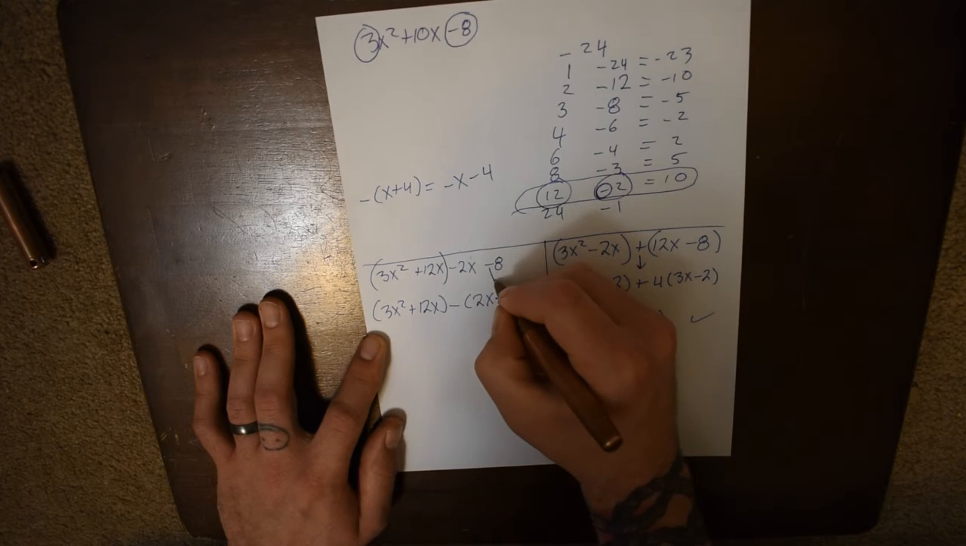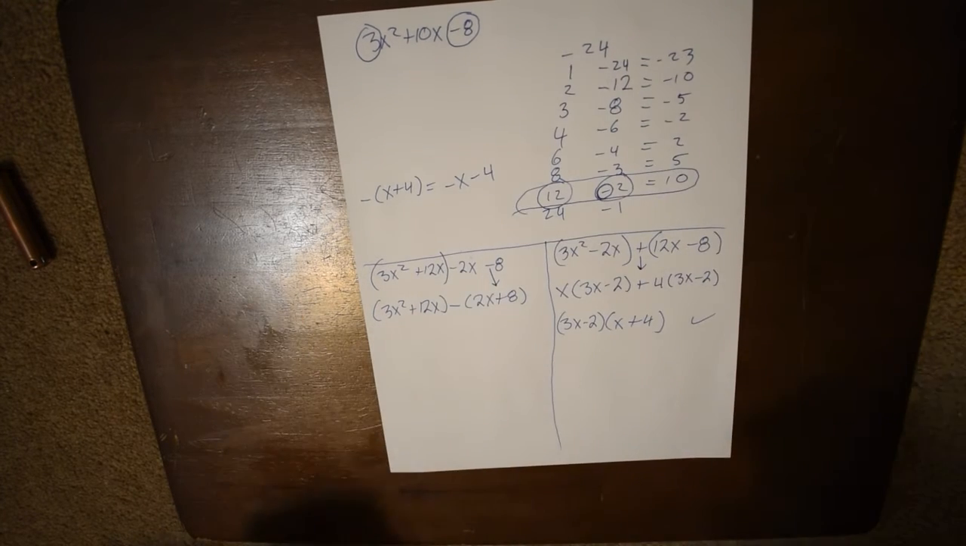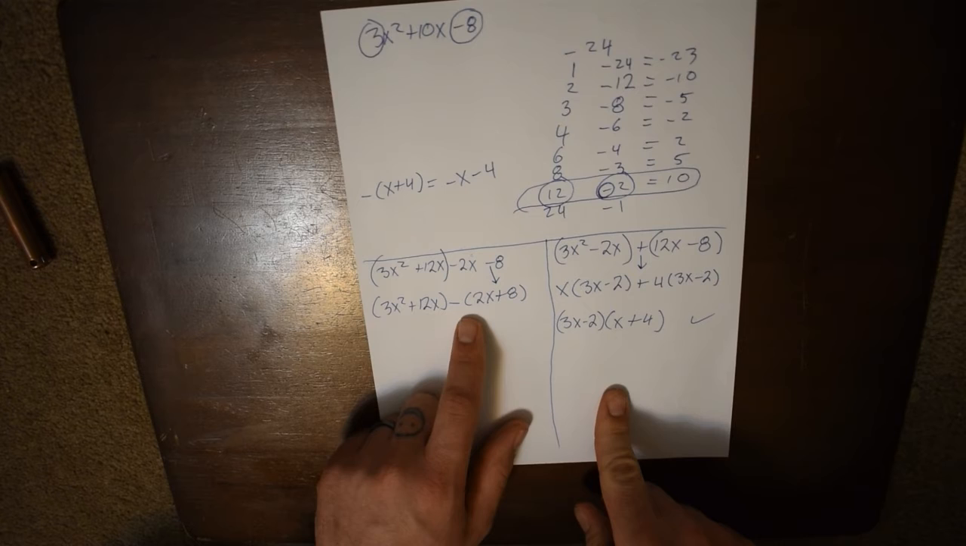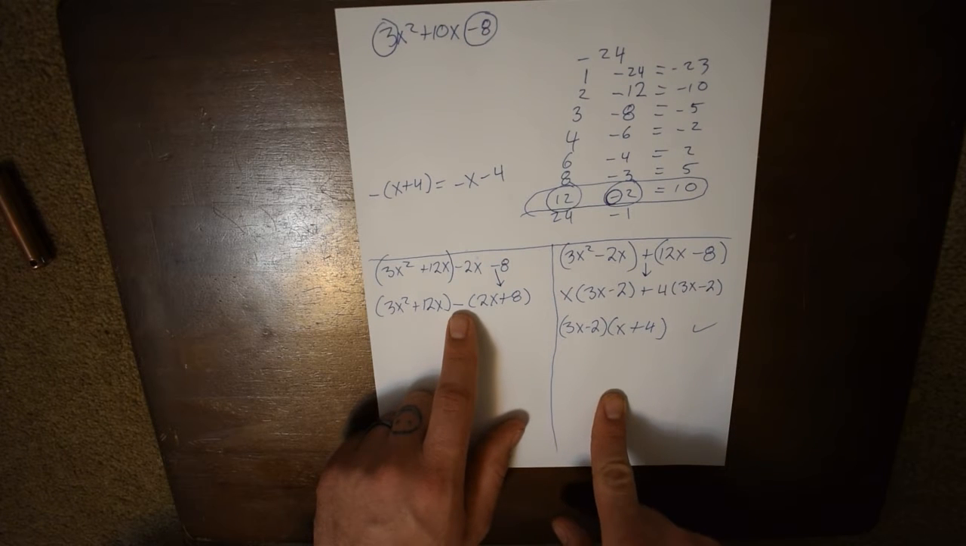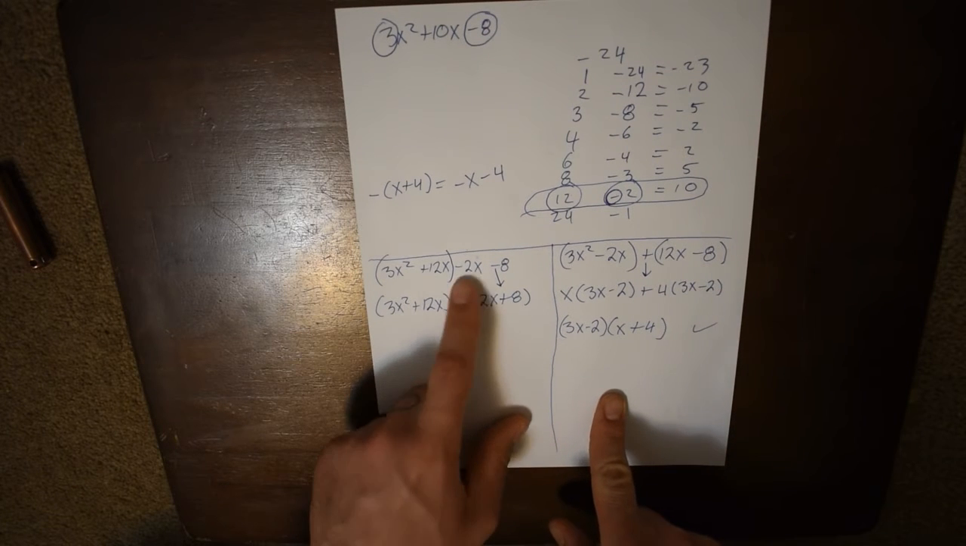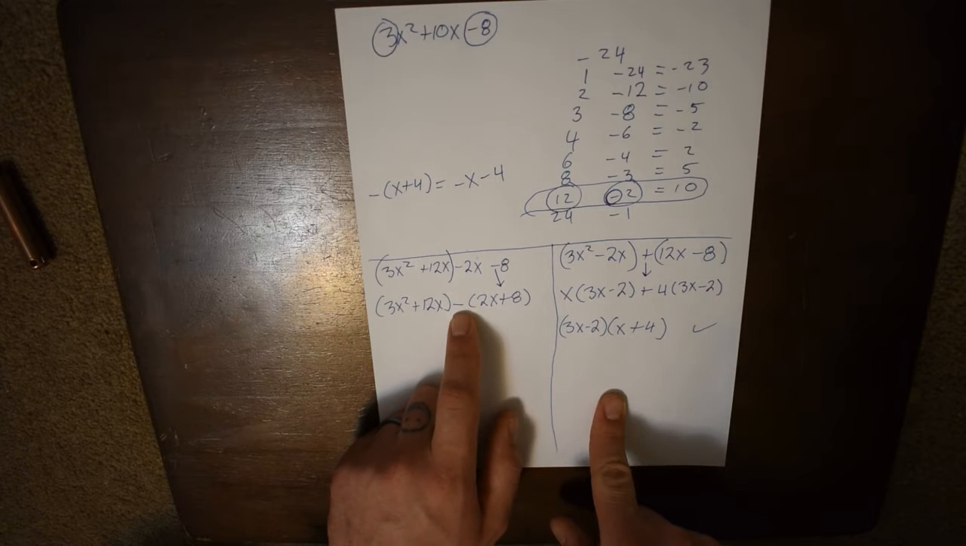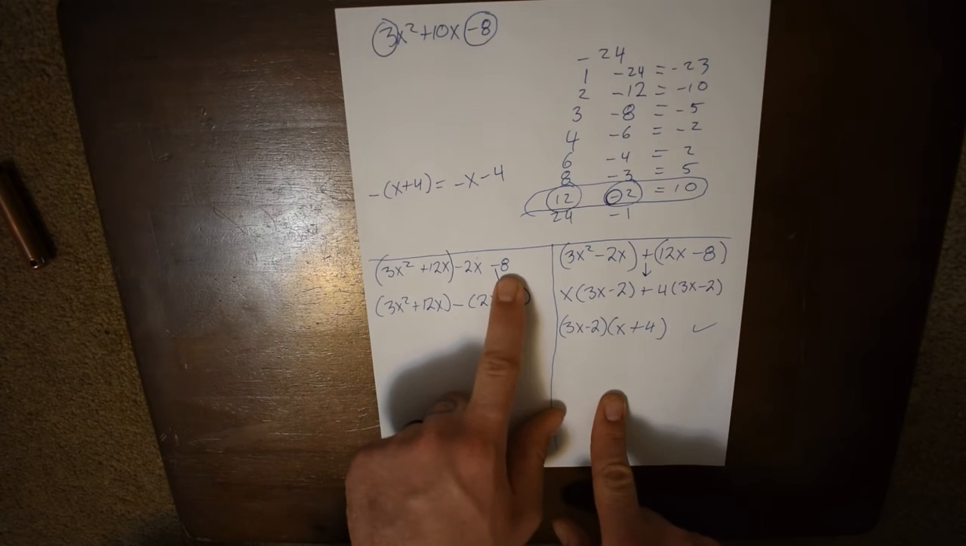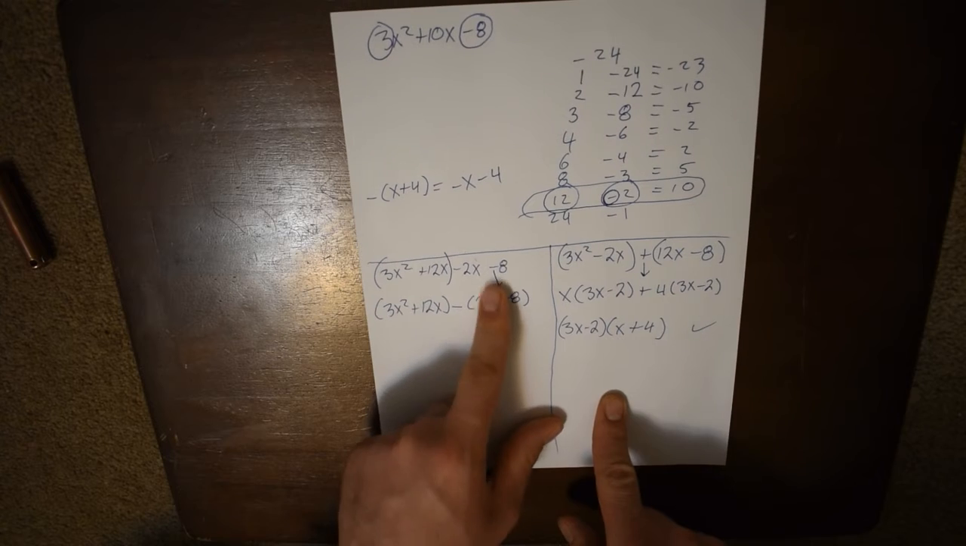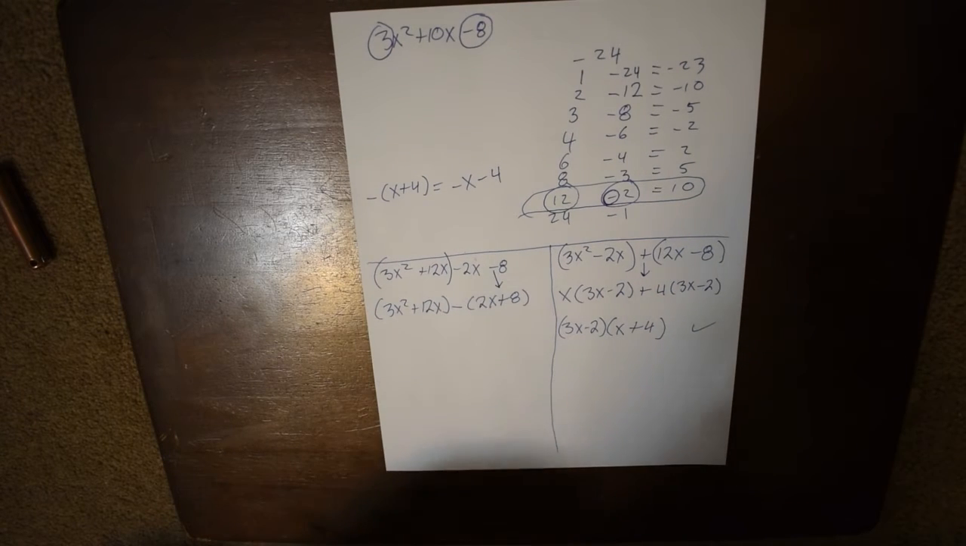Notice how that sign switched. You can always reverse this process. At this point, we could distribute that minus sign back into the 2x to get a negative 2x, and this minus sign back into the positive 8 to get a negative 8. You can always reverse your work when you're factoring.